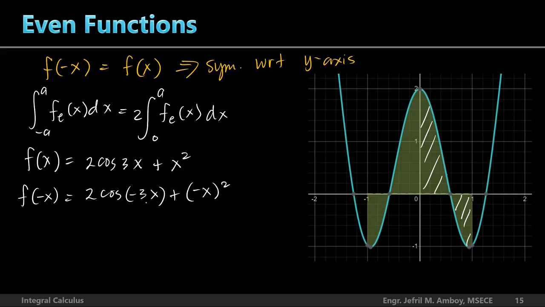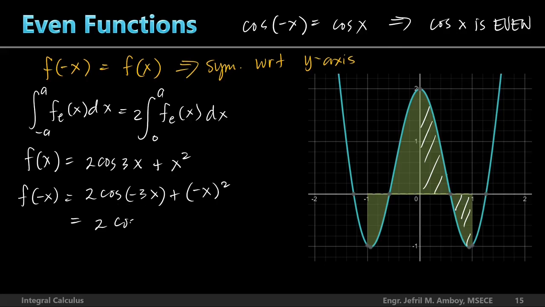Okay, what is cosine of negative 3x? Lagay natin dito, cosine of negative x is equal to cosine x. Why? Because cos x is an even function. Tandaan, ang cosine x ay even. Tapos yung namang sine kanina, siya ay odd. Okay? So, gamitin natin yung property. Itong cosine of negative 3x, dapat equal lang din yan sa cosine of 3x. Bakit? Because cosine of negative x is the same as cosine of x. Bakit? Kasi cosine x, again, is an even function.